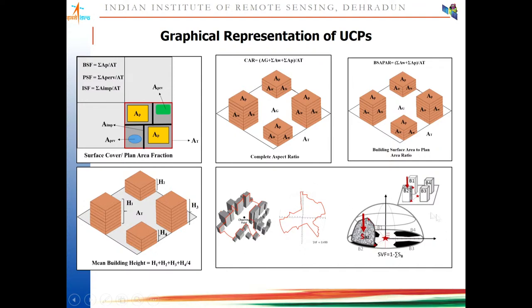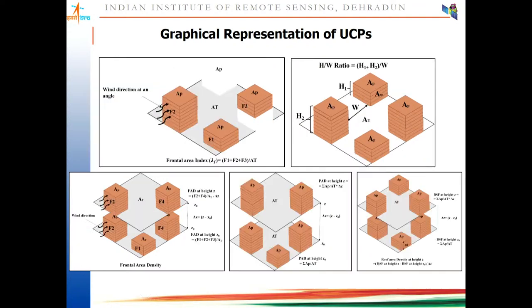Similarly, the sky view factor is the hemispherical sky that is open when you are standing in an urban canyon, at an observation point. So how much hemispherical sky is visible also has an impact on wind flow as well as urban heat island formation. Now one more parameter is the frontal area index, which is one of the major parameters impacting wind flow, as it obstructs the wind flow.